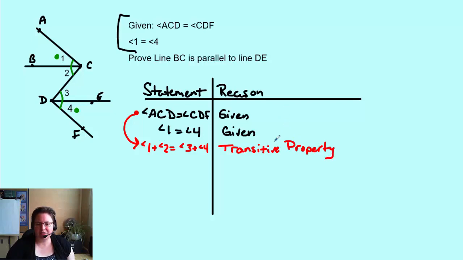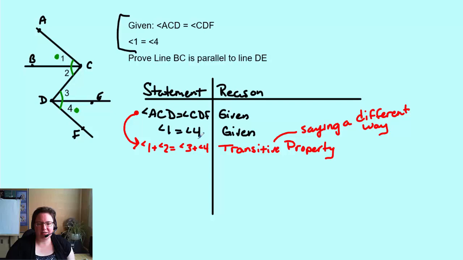The transitive property just means you're saying something a different way. So you're saying exactly the same thing as you said before, but you're writing it differently.